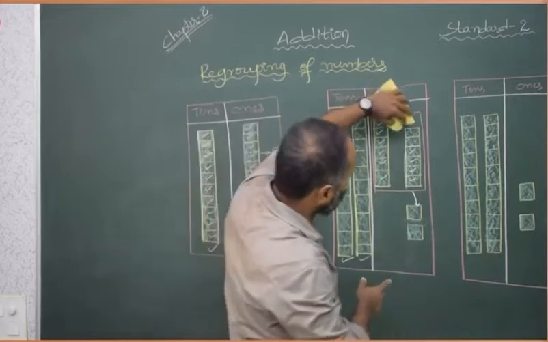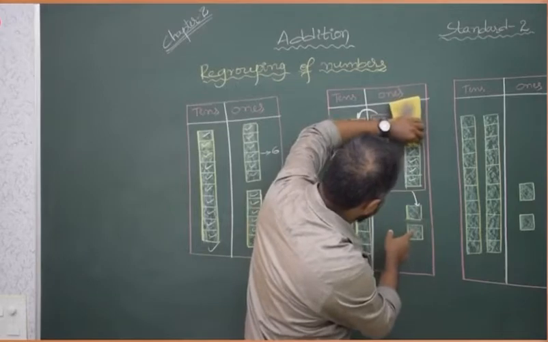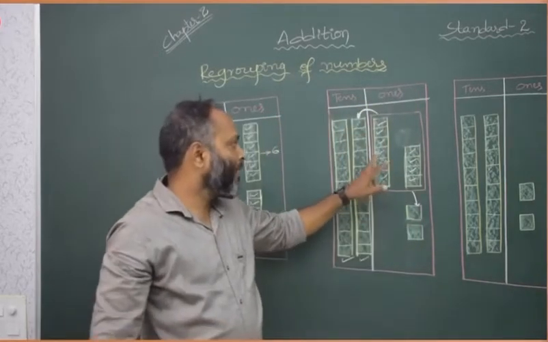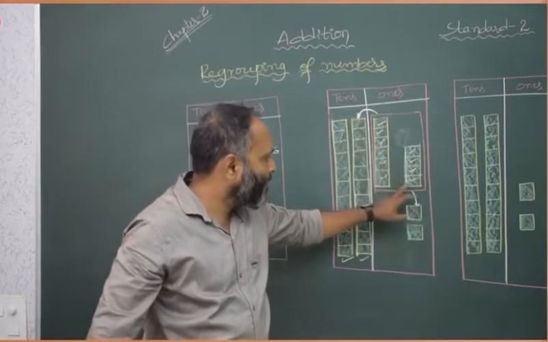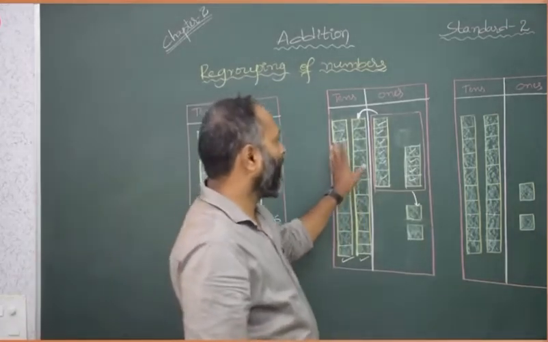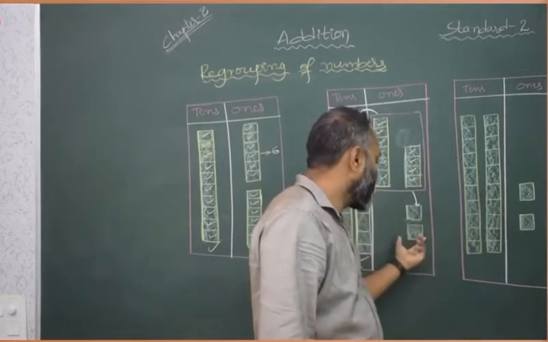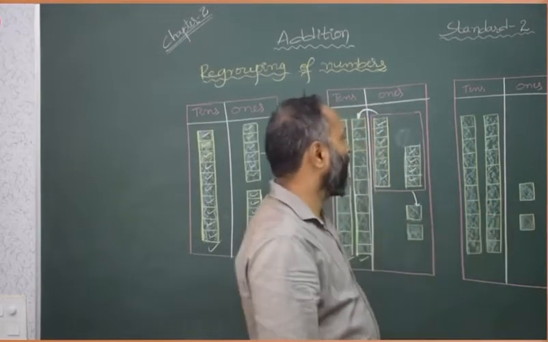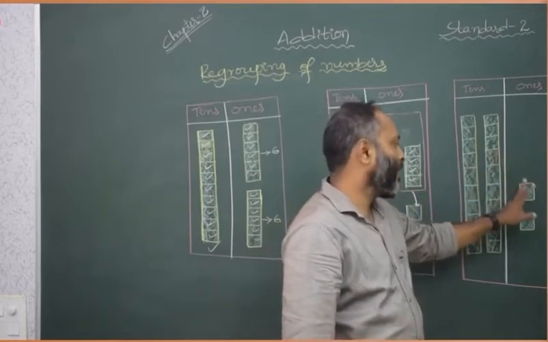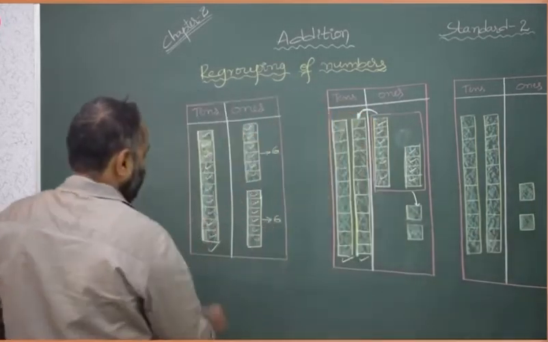And these 2 blocks we take down. These 2 blocks we left here. So the new 10 block goes to the tens, and these 2 blocks stay in the ones place. Now how much is the total? This is 10 and this is 10, 20, and this is 2. Total 22.